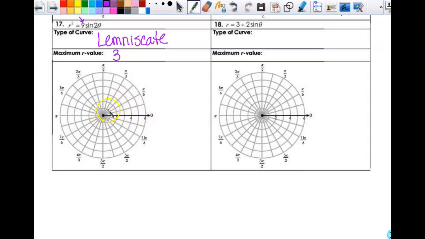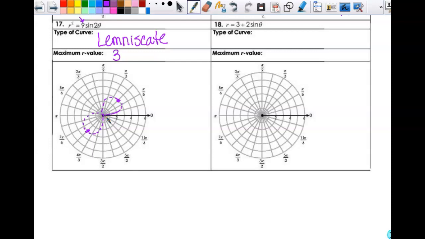Okay, so this is 1, 2, 3 is my maximum r value, so that's my first petal. And then over here, 1, 2, 3, that's my next petal. All right. If this was a negative 9, then it would look like this. It'll be over there.